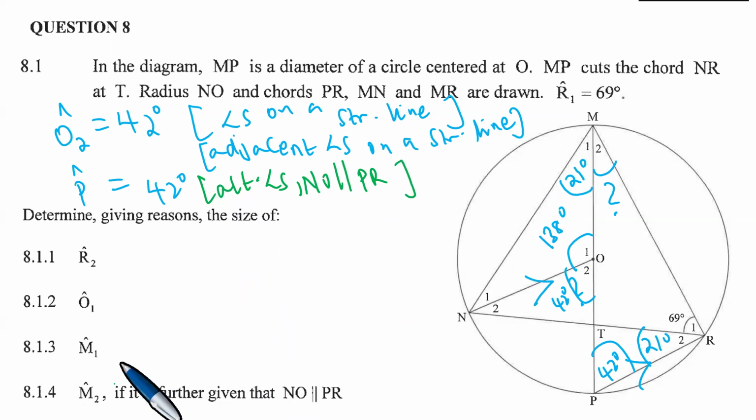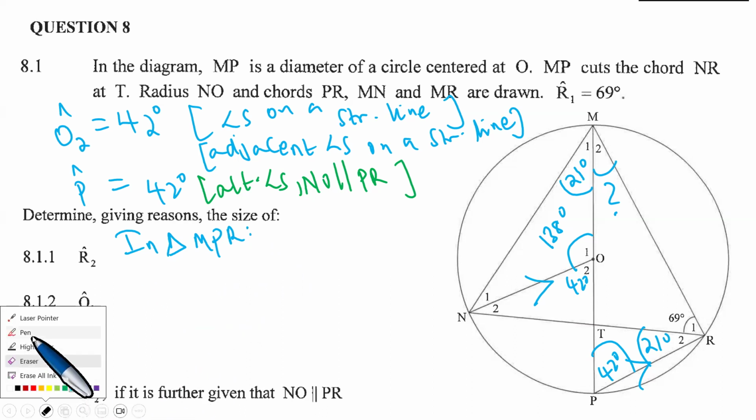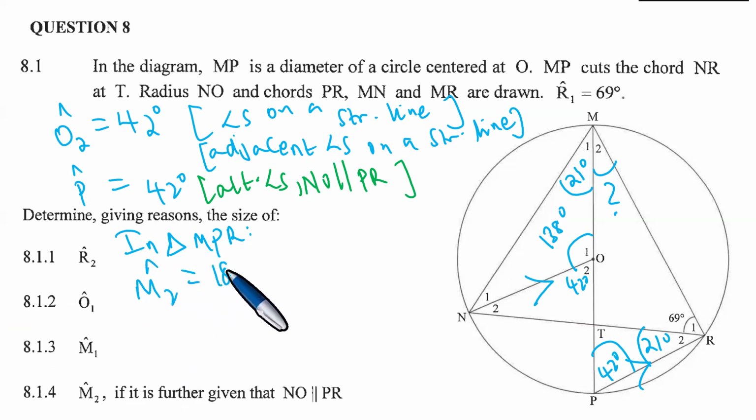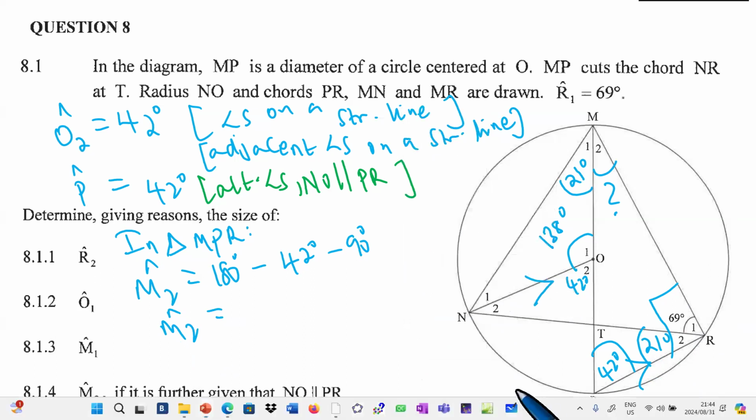Next thing. When we add everything together, we can just use a triangle MPR. In triangle MPR. Well done. I wanted to hear that. So in triangle MPR, the angle M2 that we want is equal to what? 180 degrees minus 42 degrees minus the rest of this angle here, which is minus 90 degrees, yeah? So we have the angle M2, which equals that. What is the answer? 180 minus 42 minus 90. What's the answer, Tando? 48.